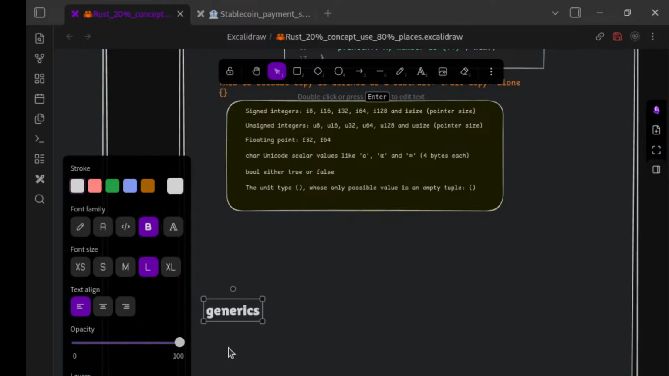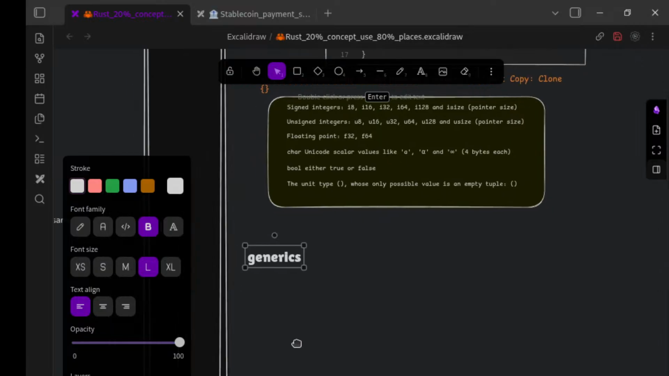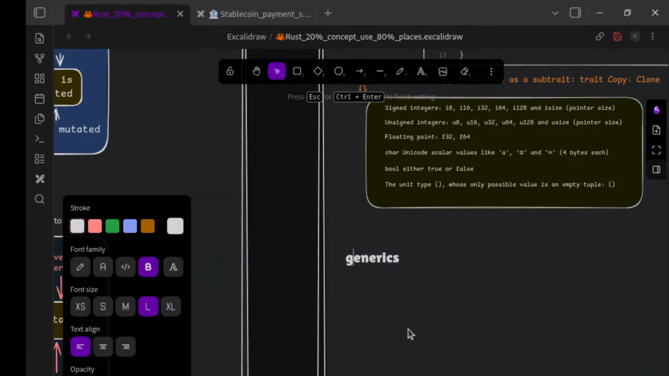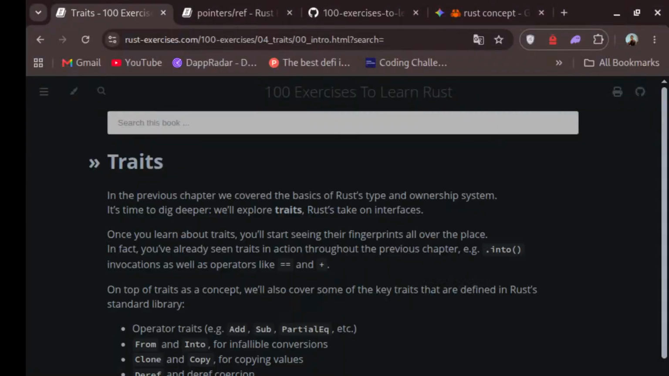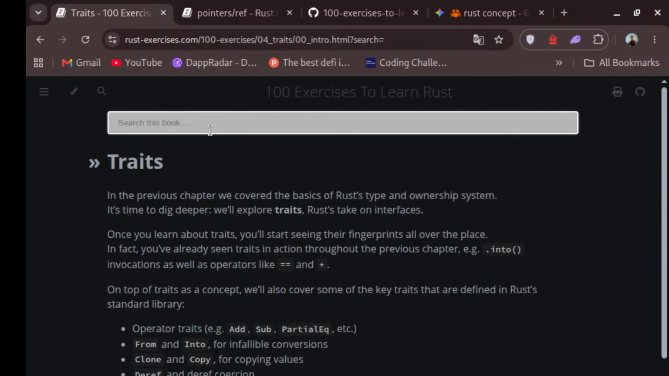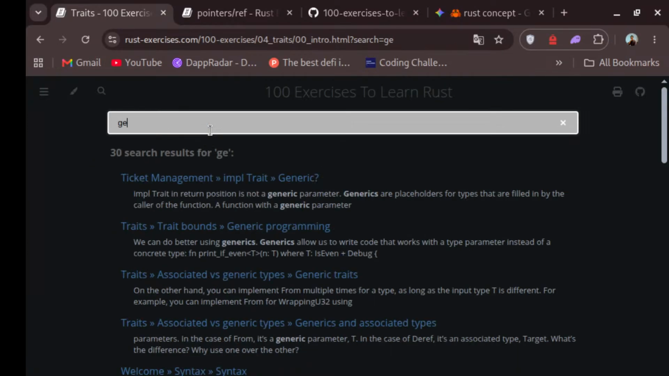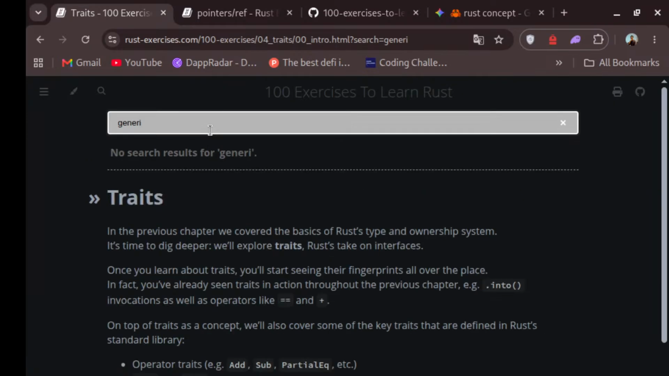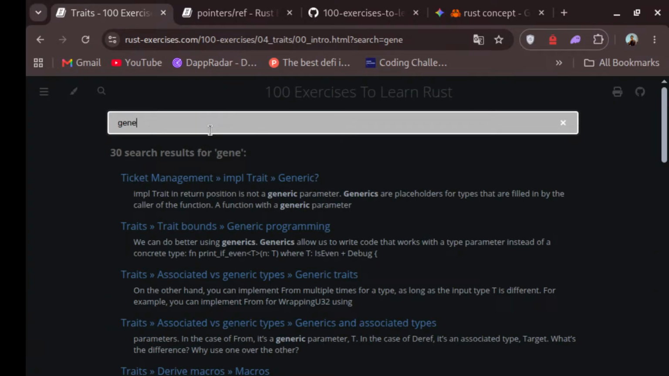Now it is time to learn generics. Generics is a very important concept, as far as I know, because most of the time, generics.